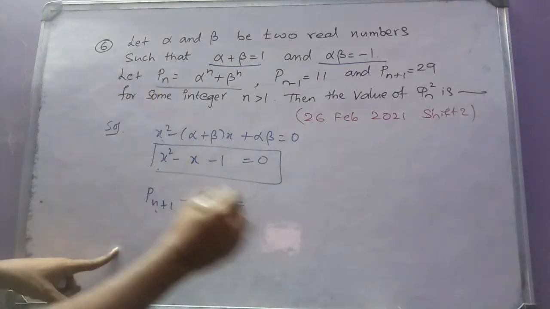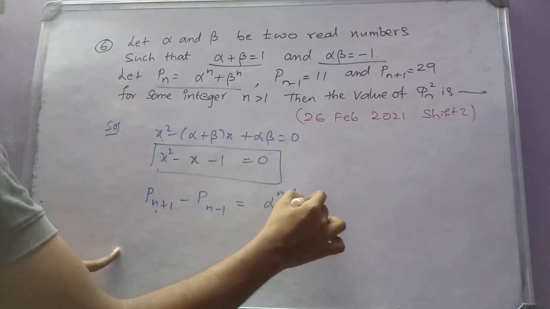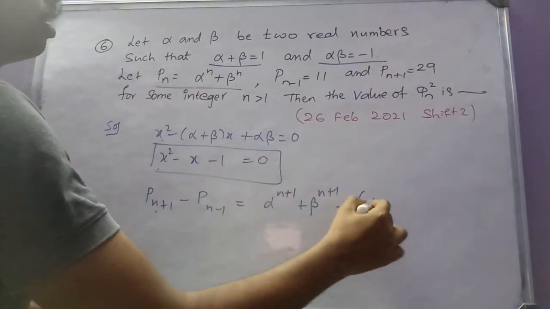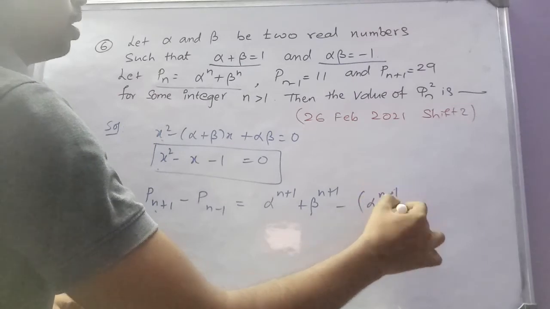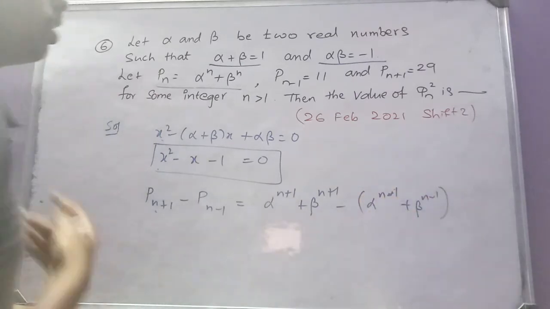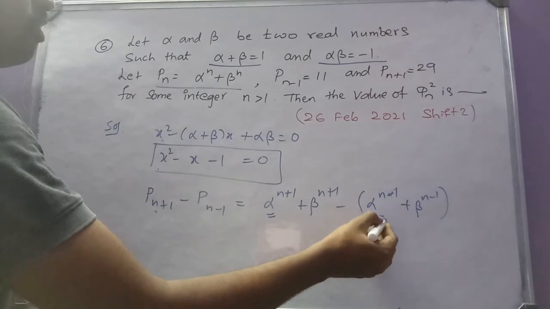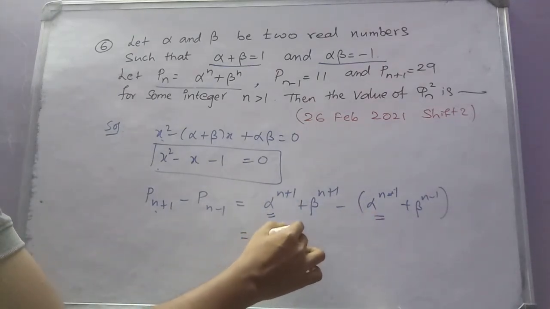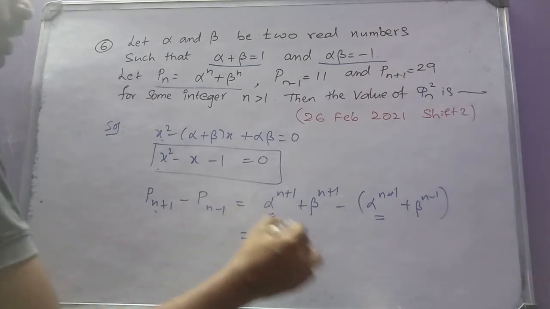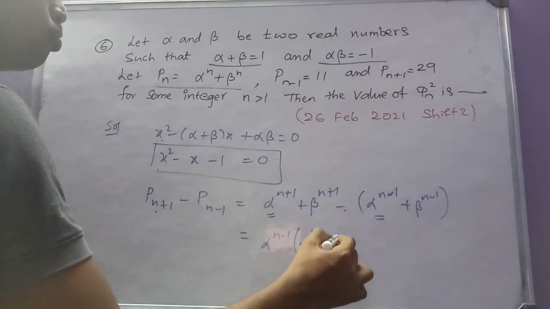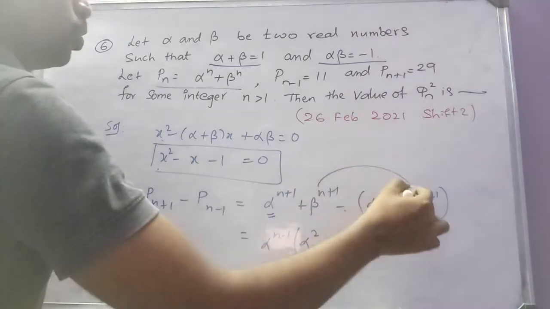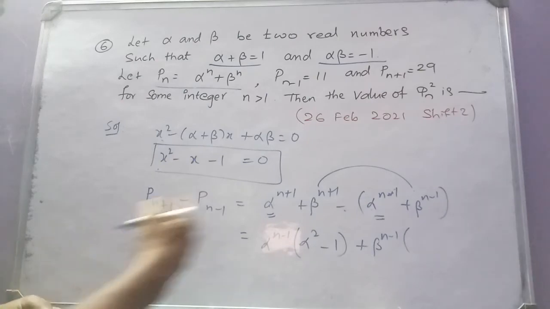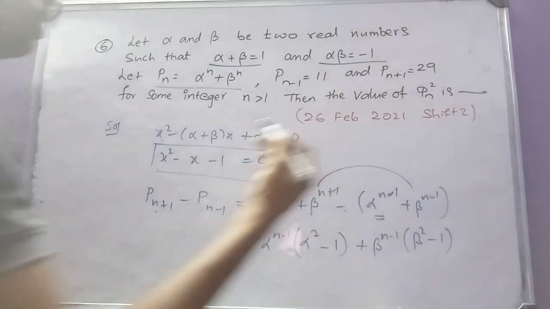So Pn plus 1 according to this is alpha power n plus 1 plus beta power n plus 1. So minus of Pn minus 1 means, according to the same, alpha power n minus 1 plus beta power n minus 1. Do you know that I can take alpha power n minus 1 common in these two terms? If you take alpha power n minus 1 common, I'll get here alpha square minus 1. And in these two terms, I can take beta power n minus 1 common, and then I'll get beta square minus 1. Why?